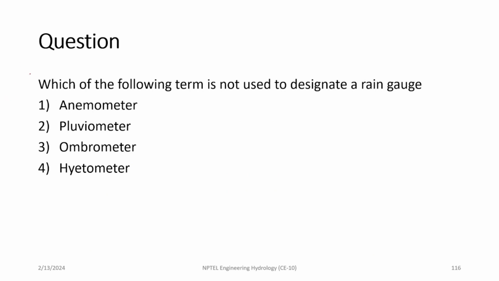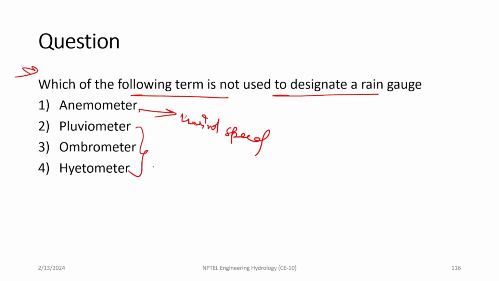Now coming to the next question. Which of the following terms is not used to designate a rain gauge? So I guess now you may be familiar with the question. Yes, it's the anemometer. What is the purpose of this instrument? It measures wind speed, I think. Yes, right, wind speed and direction. So here the answer will be anemometer, and all the remaining ones are types of rain gauge only.